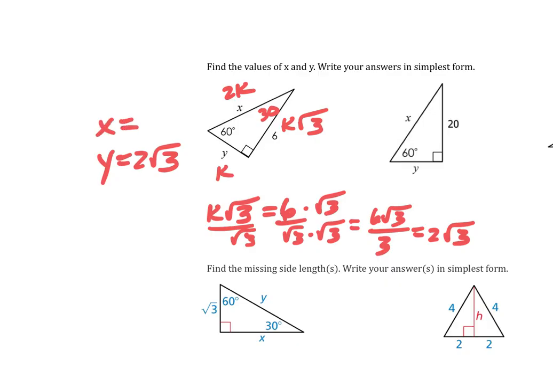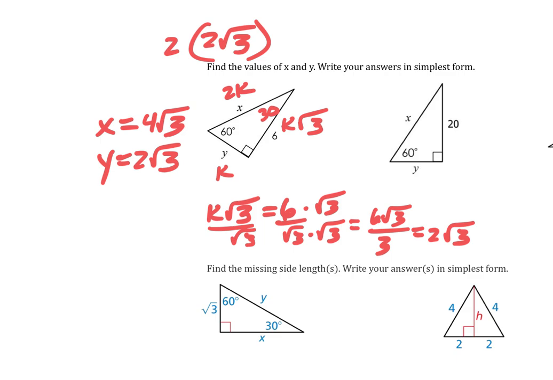Okay, to get x, we're going to double this expression. We're going to double 2 radical 3. So if I take 2 radical 3 times 2, what do you think that might give me? Two radical 3 times 2. 4 radical 3.